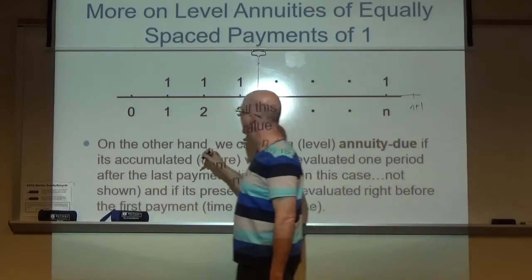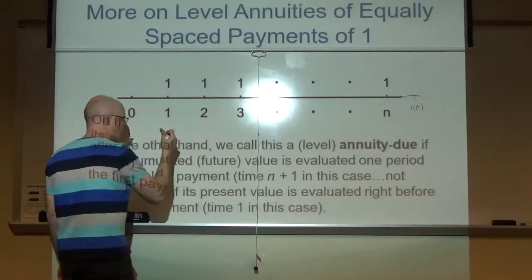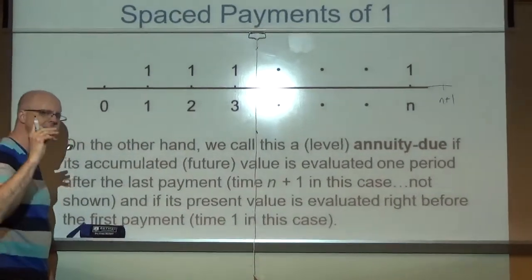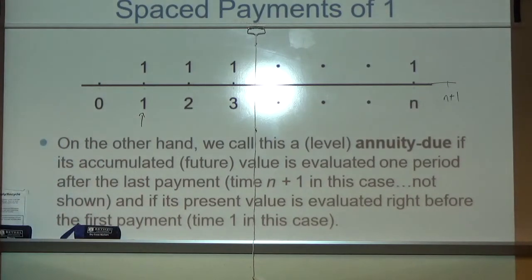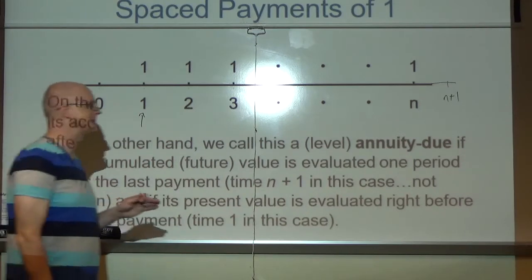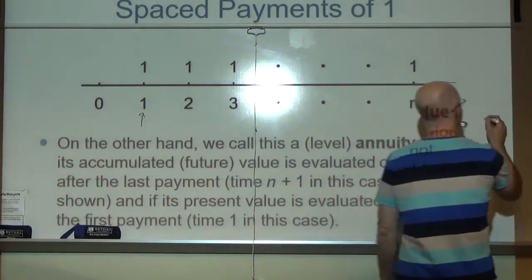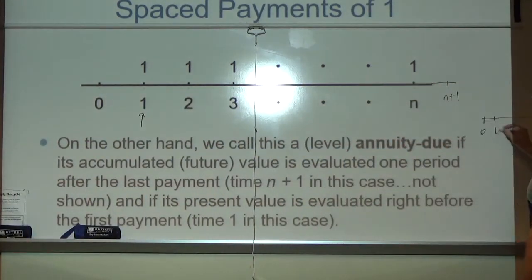Likewise, if you evaluate the present value of this thing right before, I'm going to avoid using the word immediate, right before the first payment at this time, then it's also called an annuity-due. So I purposely drew it differently than the way it's usually drawn. It's usually drawn in the following way.